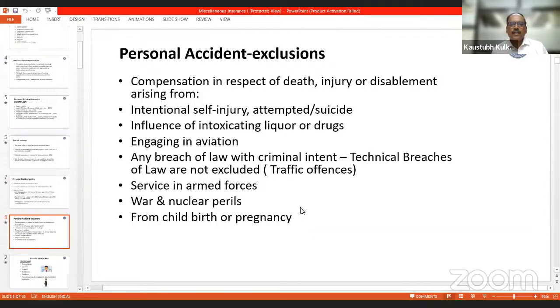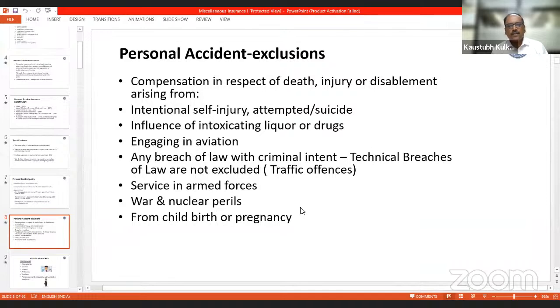Any breach of law with criminal intent is not covered. But technical breaches, if any, of the law, those are not excluded. I have mentioned here traffic offenses, or maybe some, I am always giving an example that in Mumbai local trains, while catching a local train, the person is moving from one platform to other platform by using rails. The person is not going through rail overbridge. So in case of any accident on the rails while catching the train, in that case, yes, it is a definite breach of law, but the intention is not criminal. So in that case, the accidental claim, if any, will have to be paid.